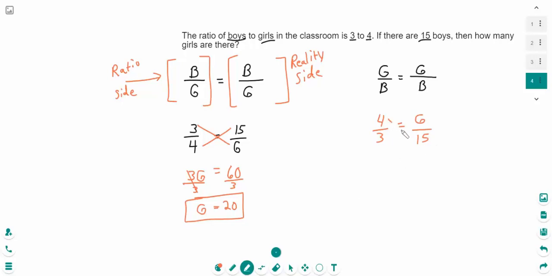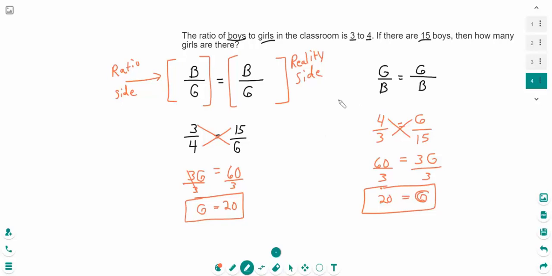And lo and behold, we're just doing the same thing. We're cross-multiplying. We have 4 times 15 is 60, equal to 3 times G, which is 3G. We divide both sides by 3, and we still end up with G is equal to 20. So the number of girls is still equal to 20. All right? So hopefully that makes sense to you.